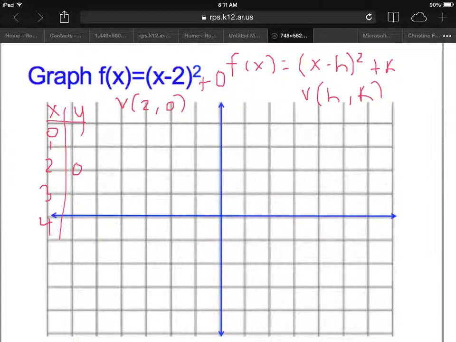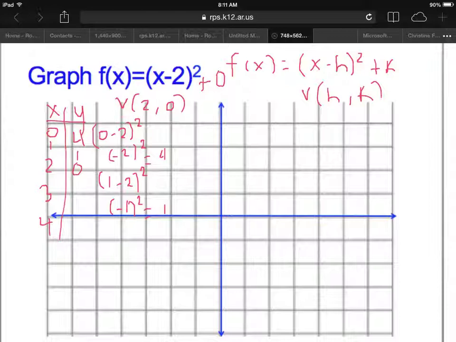If I go back to the function and substitute in 0 to get the corresponding y value, I would get (0 - 2)². So that's going to be (-2)², which is positive 4. And if I substitute 1 into the function, that would be (1 - 2)², which is (-1)², which is positive 1.